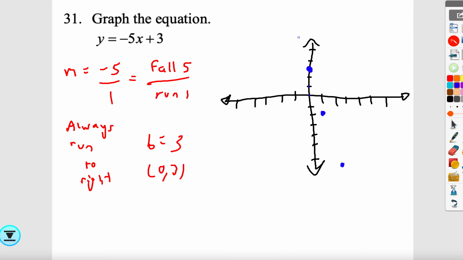You can follow the same slope more than once if you want more points to connect. You only need 2 though. Only need 2 to graph a line. All right, guys, only need 2. Let's go ahead and keep going.